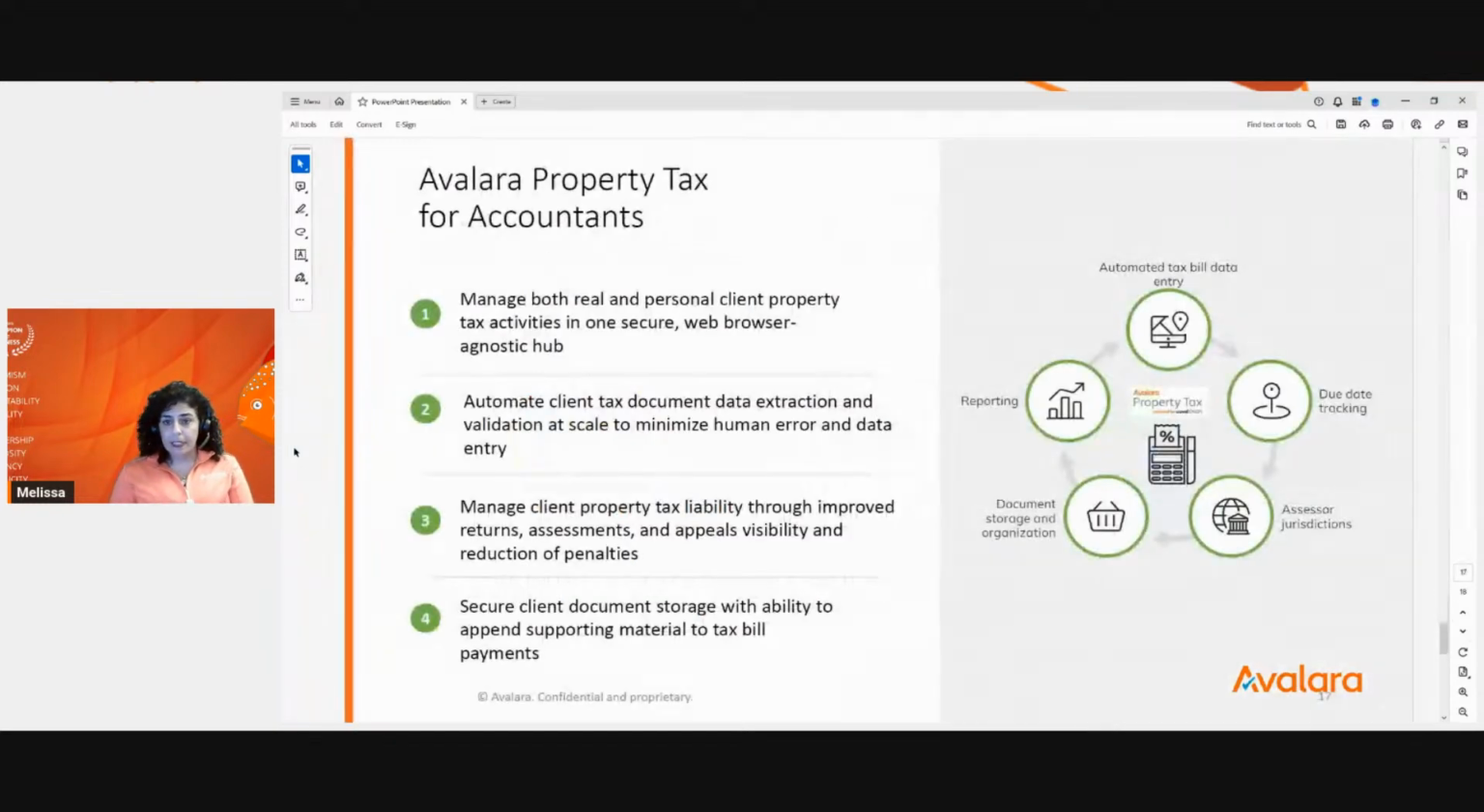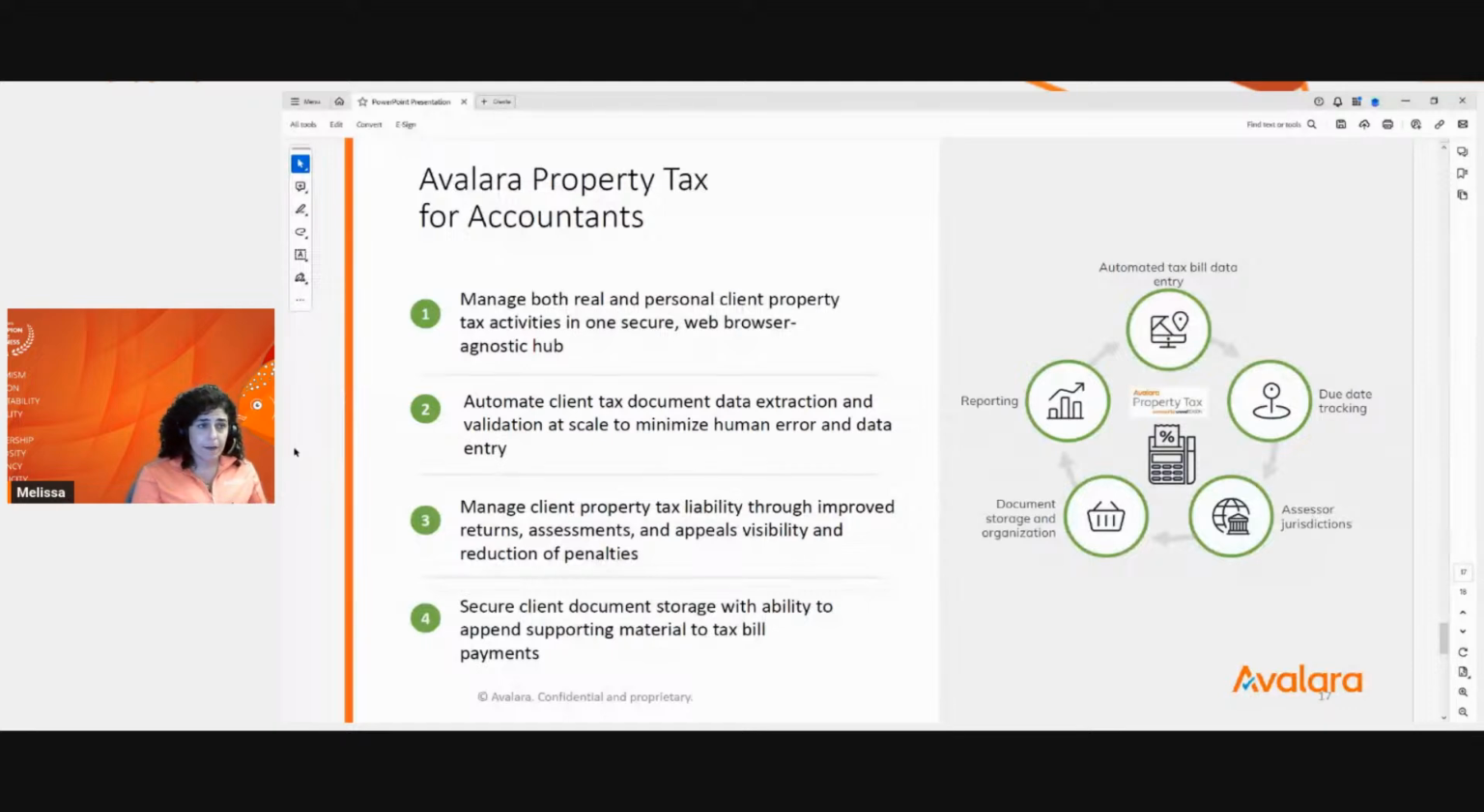When we think about Avalara, property tax for accountants, we're talking about applications, software, things like that. So there's lots of tools, and I'm going to touch on different pieces that you would want to be looking for. So when you're thinking about how you're going to be profitable for real property and personal property, you're going to want some sort of tool or application that is going to allow you a few different things. One is that you're going to be able to manage real and personal property.